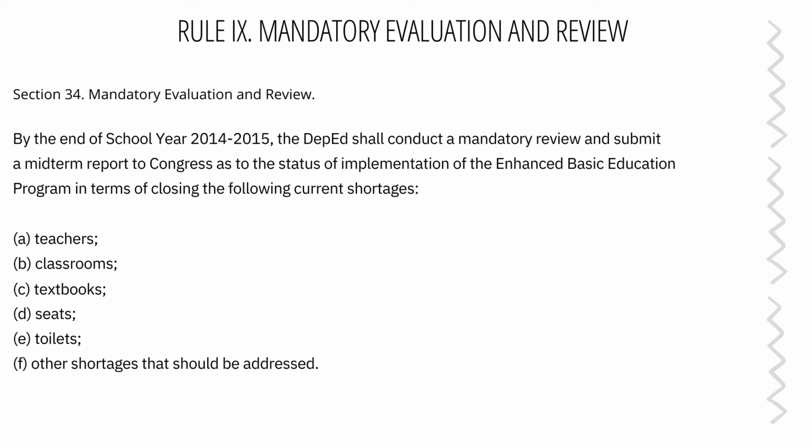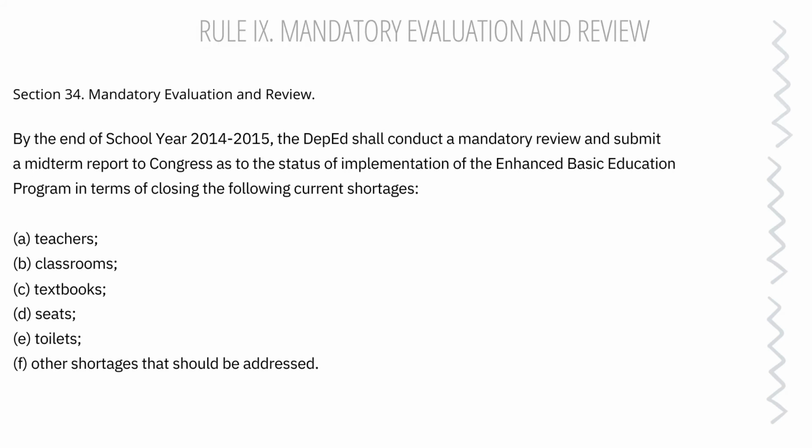Rule number 9. Mandatory Evaluation and Review. Section 34. Mandatory Evaluation and Review. By the end of school year 2014 to 2015, the DepEd shall conduct a mandatory review and submit a midterm report to Congress as to the status of implementation of the Enhanced Basic Education Program in terms of closing the following current shortages: teachers, classrooms, textbooks, seats, toilets, and other shortages that should be addressed.